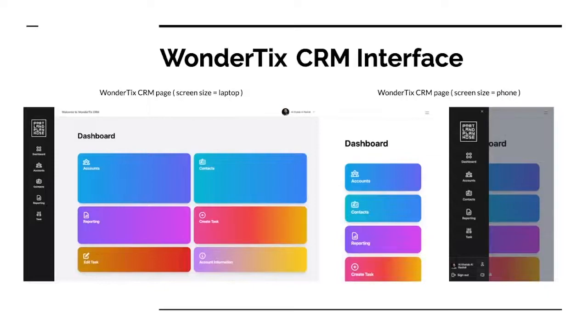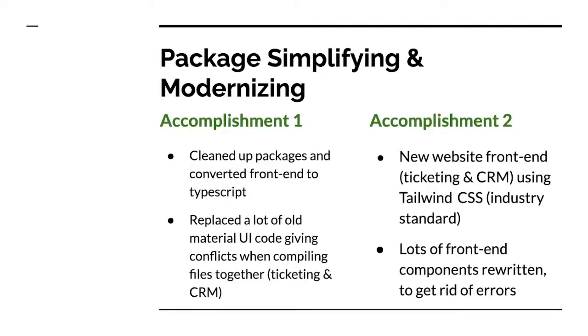And next, Long will join us and talk about some of the work we did simplifying packages and modernizing the data that we were collecting, and implementing Stripe. So for package simplifying and modernizing, we've cleaned up a lot of the packages and converted the front end to TypeScript so that we could assign types to our objects and components. We've replaced a lot of the old material UI code that was giving us conflicts when we were compiling our files together. So for both ticketing and CRM, when we run npm install, there are no more conflicts, so we don't have to force it.